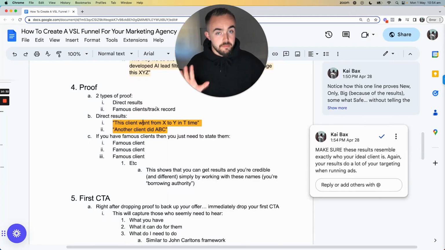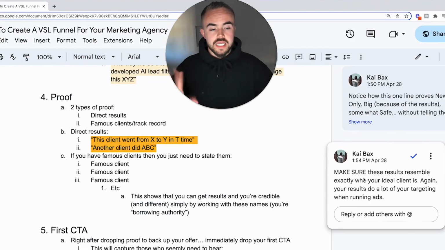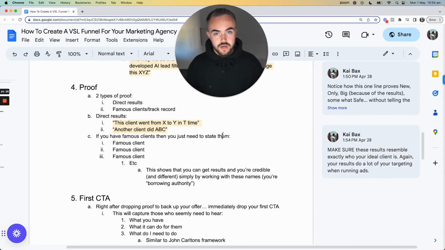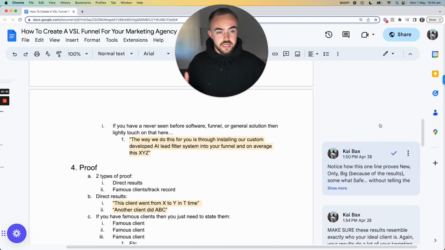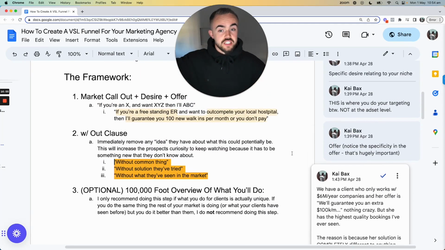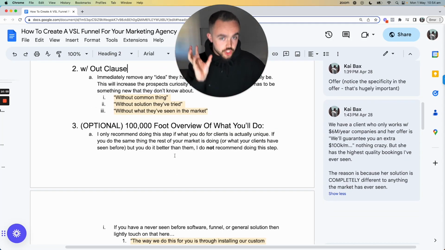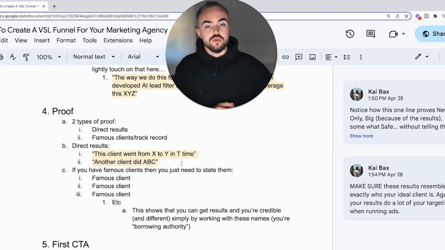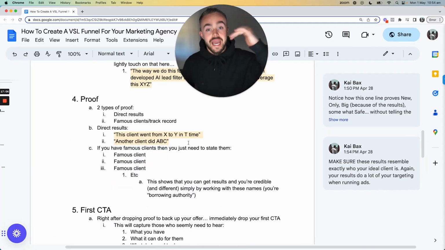Now, one thing you need to make sure of is that these results resemble exactly who your ideal client is. Again, your results do a lot of your targeting when running ads as well. So if you only want to work like this client here, he only wants to work with 6 million a year minimum companies or above. As I said, she just got a call last week, guy doing 130 million a year, came from the ads. But the reason why she gets such good results is because of these things. Something new and whatnot. She's got a genuinely good, different solution, but also her results match exactly who she wants. She's not saying, hey, 6 million a year companies, and then in a result saying, yeah, we added this.